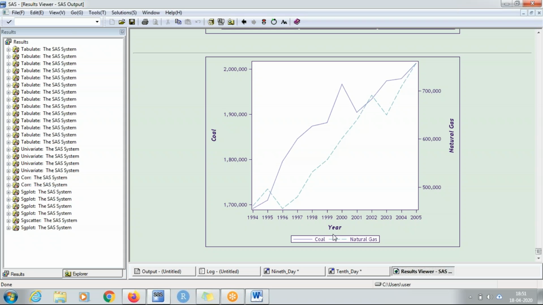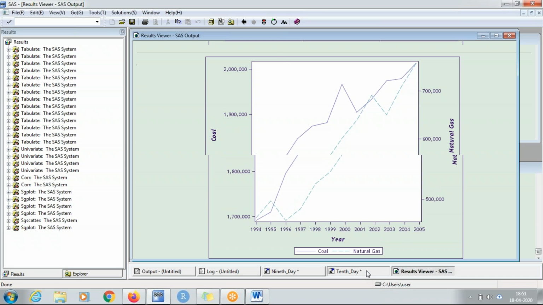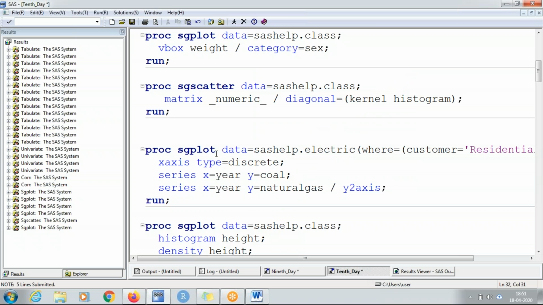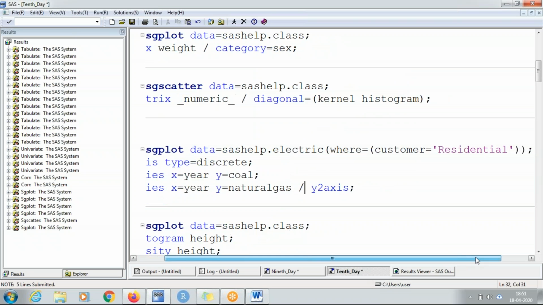So if you look at this wonderful graph, I am showing you the comparison of consumption of coal and natural gas over the years by putting them on two different axes. So the program. Okay, let me explain the program first.